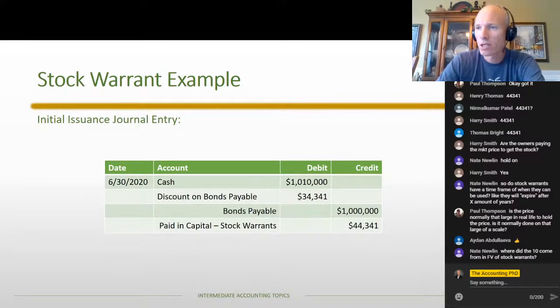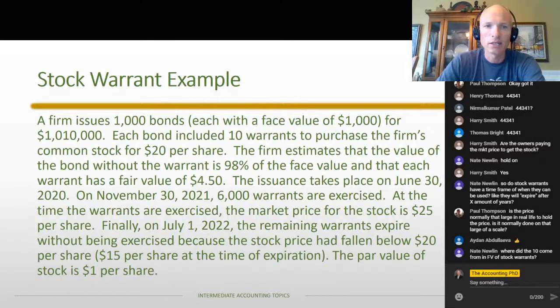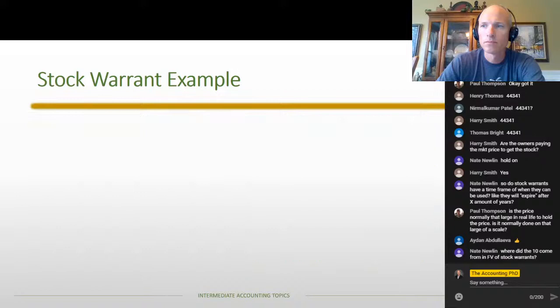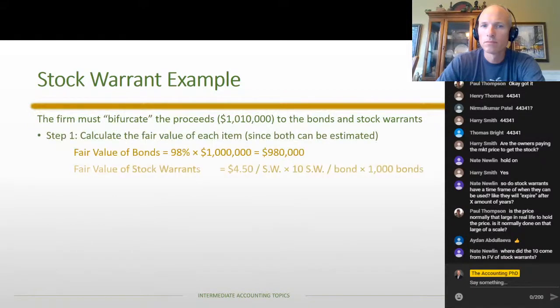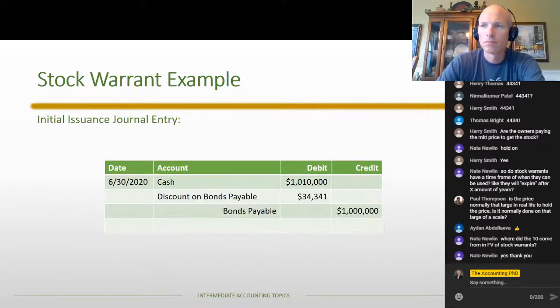So Nate says, where did the 10 come from in the fair value of the stock warrants? That came from the second sentence. It says, each bond included 10 warrants to purchase the firm's common stock. So that's where the 10 came from. Does that make sense, Nate? Good.